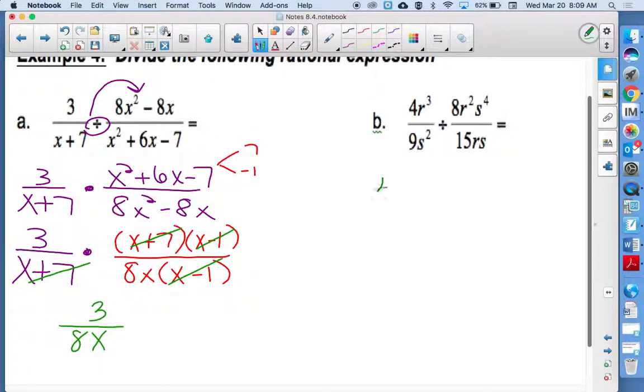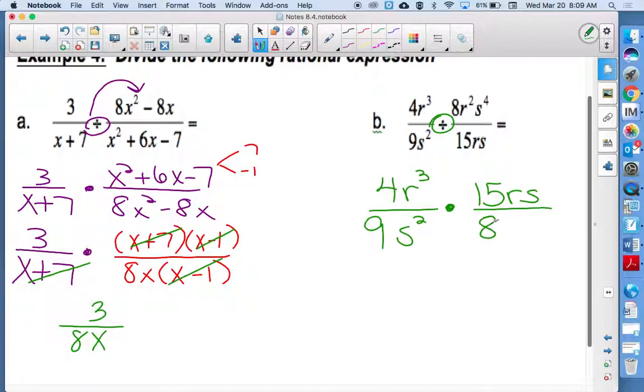So letter B, 4r cubed over 9s squared. Here's division. Division really is multiplying by the reciprocal of whatever follows the division sign. So we're flipping, and now 15rs is on the top, 8r squared s to the 4th is on the bottom.